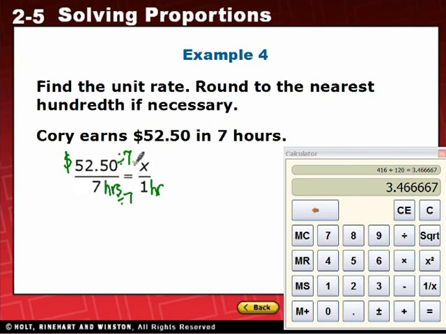Let's use our calculator again. It should be somewhere around 7, just estimating. 52.50 divided by 7 equals 7.5. So he's going to make $7.50 per hour, unit rate. I don't think we're going to need the calculator anymore.